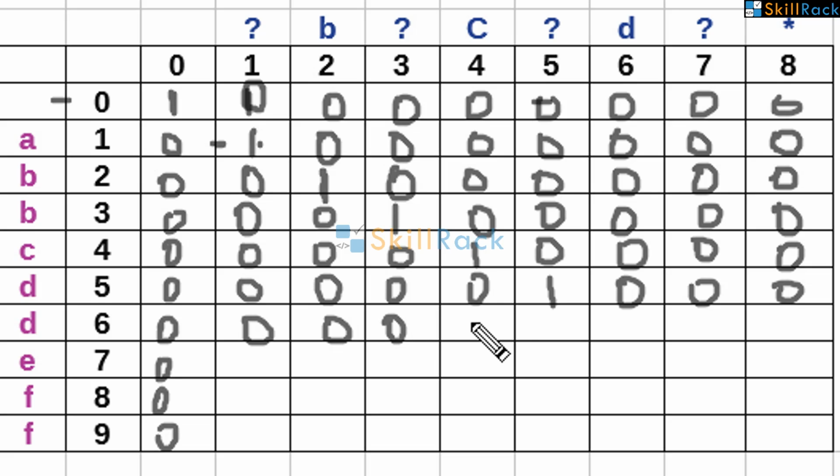So 0. C and D not matching. Question mark and D it can match but the previous is 0. So 0. D and D, yes, it matches and you can put 1 because the previous match is also 1. So we have a 1 here. Question mark and D, it can match but the previous match is 0. So 0. Now asterisk, left and top are 0.